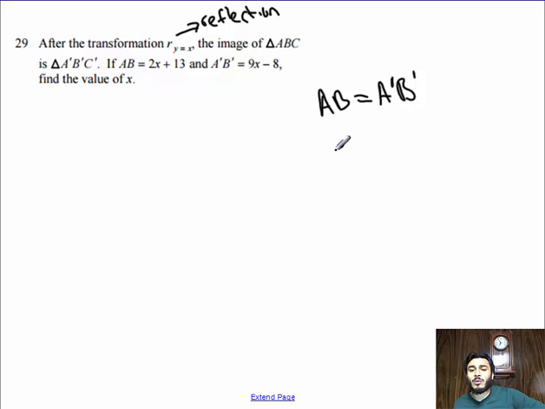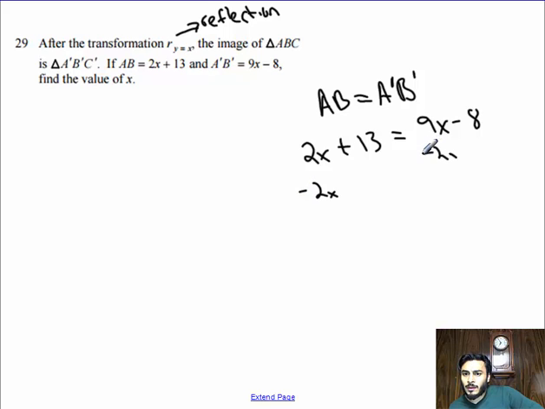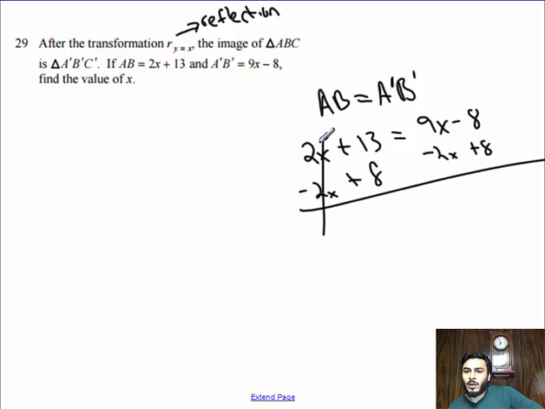So you got to set these guys equal to each other. So you get 2x plus 13 equals 9x minus 8. We're going to go ahead and solve for x. Subtract 2x on both sides. Add 8 to both sides. This cancels out. This cancels out. You get 21 equals 7x. So we know that x equals 3.